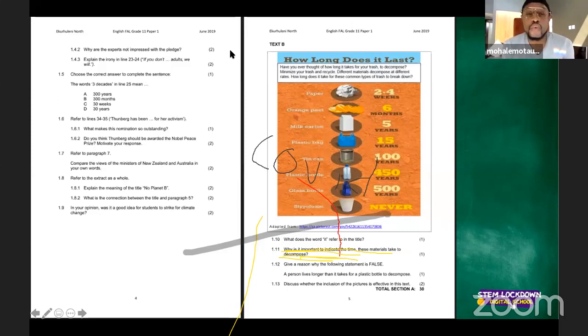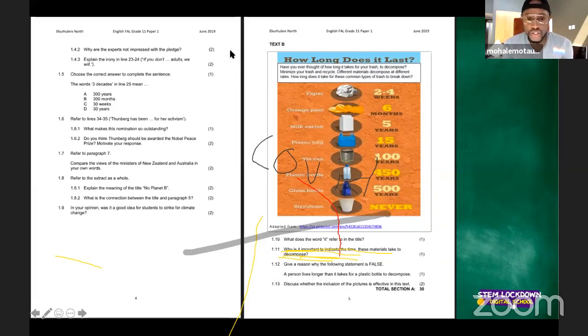Then question 1.12 says, give a reason for why the following statement is false. A person lives longer than it takes for a plastic bottle to decompose. A plastic bottle takes about 450 years to decompose. I don't know anyone who has lived for over 450 years. So I will just say that it takes about 450 years for a plastic bottle to decompose, but an average person lives probably about 100 or 102, 105 years. So you can say that.